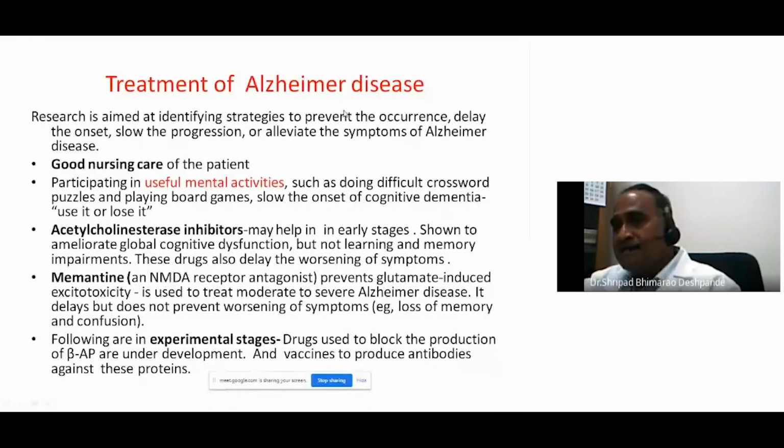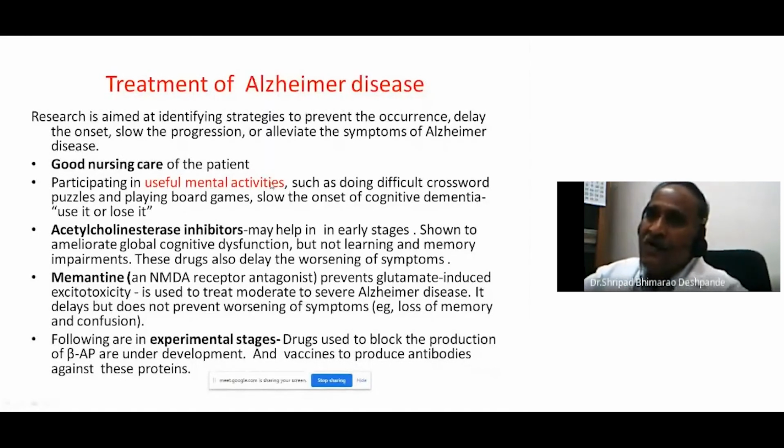Now, just to give you an idea how Alzheimer's disease could be treated, the only treatment is to see that they don't advance fast. There is a slow progression, and you help them with whatever symptoms they are having. That means you require good nursing care. You have to take care of this patient because they are forgetful. They don't remember anything, so you have to care for them.